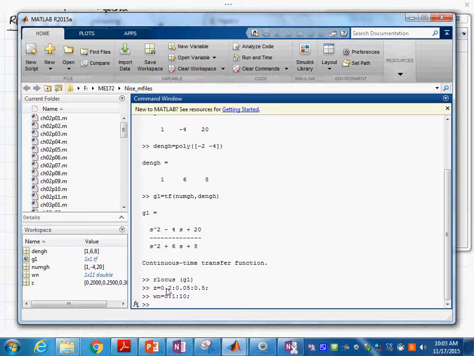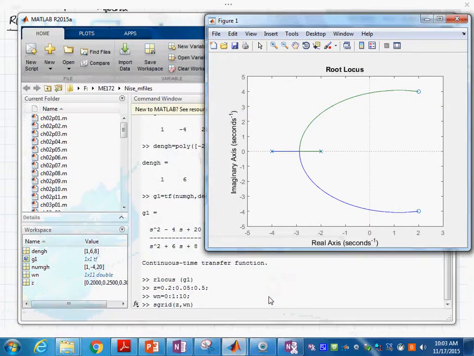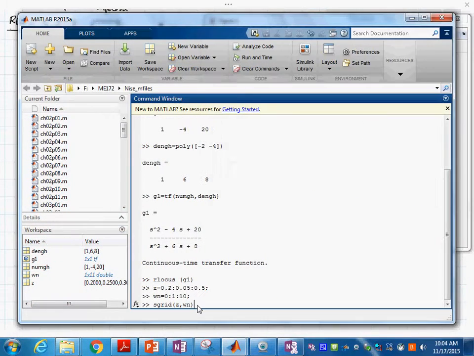And then we're going to say, let's put the grid on, grid. We're going to put it on the plotting here using Z and omega n. And you'll see what that is going to do to our plot over here. So let's just see.